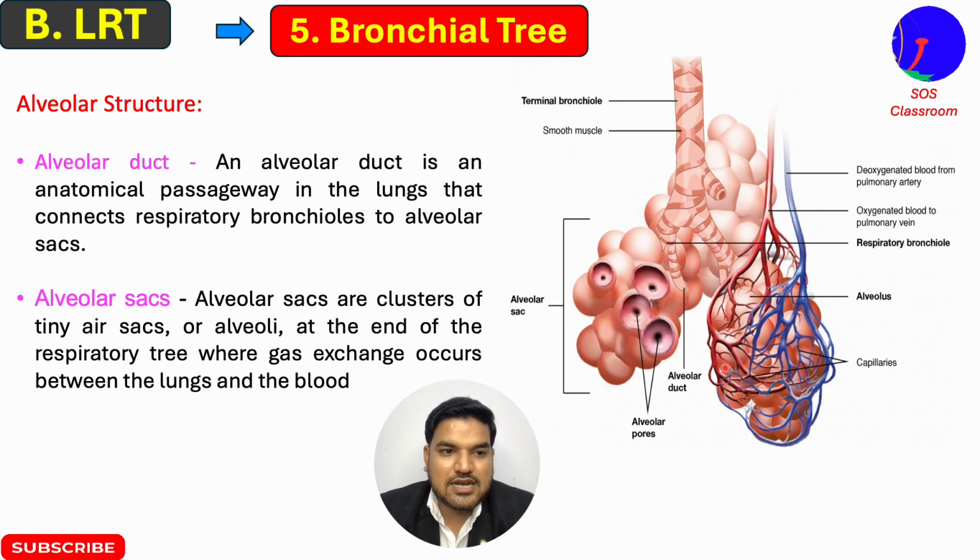Next, the alveolar duct and alveolar sac. You can see the alveolar duct where different types of alveoli are attached. The alveolar duct is an anatomical passageway in the lungs that connects the respiratory bronchioles to the alveolar sac. You can see the duct is helpful for the attachment of the alveoli. An alveolar sac is a cluster of tiny air sacs or alveoli at the end of the respiratory tree where gas exchange occurs. You can see different types of arteries and veins surrounding the alveoli and there is exchange of the gases. That is called external respiration.